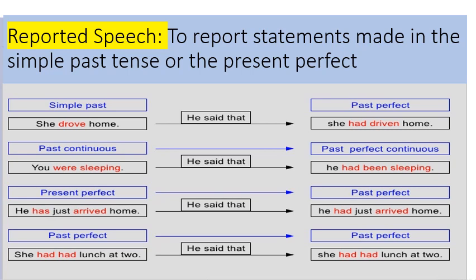When your direct speech is in the present perfect, he has just arrived, and you want to change it into reported speech, he said that he had just arrived. It will be the past perfect again. If your original sentence is in the past perfect, she had lunch at 2, it remains in the past perfect. You don't make any sort of changes. Okay? This is how the reported speech is changed in different forms of the verb.